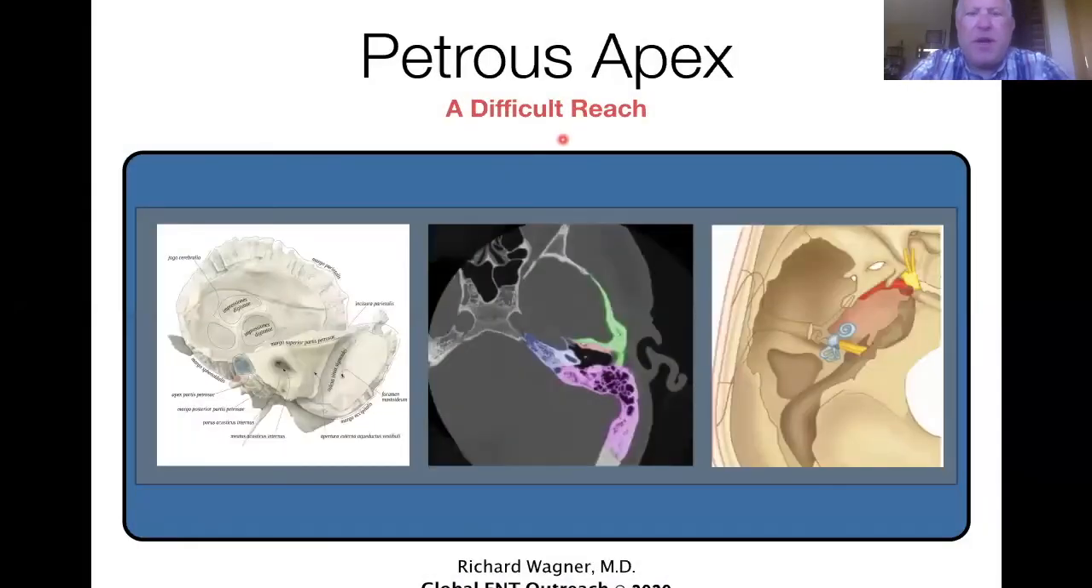Well, good morning, everybody. I'm going to take the pleasure of giving you folks a lecture today on Petrous Apex, and I kind of call it the difficult reach because the Petrous Apex is truly an anatomic structure of the temporal bone that is beyond the reach of many of us. Fortunately, the pathology that does occur there is rare, and hopefully through the course of this lecture, you will pick up some really important points that will help you understand the Petrous Apex and its role in ear disease.